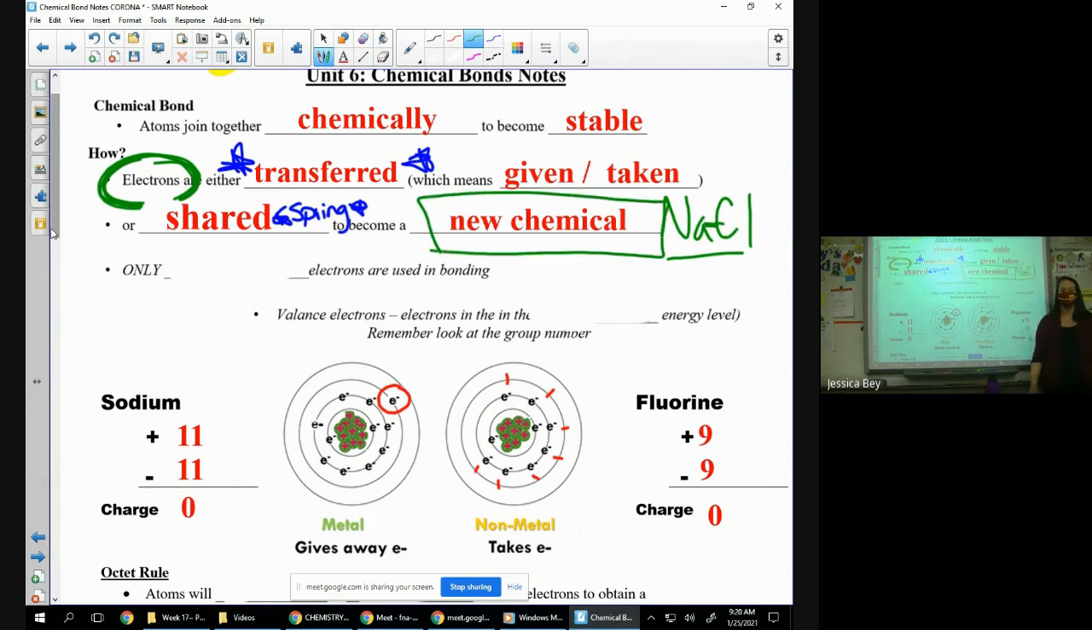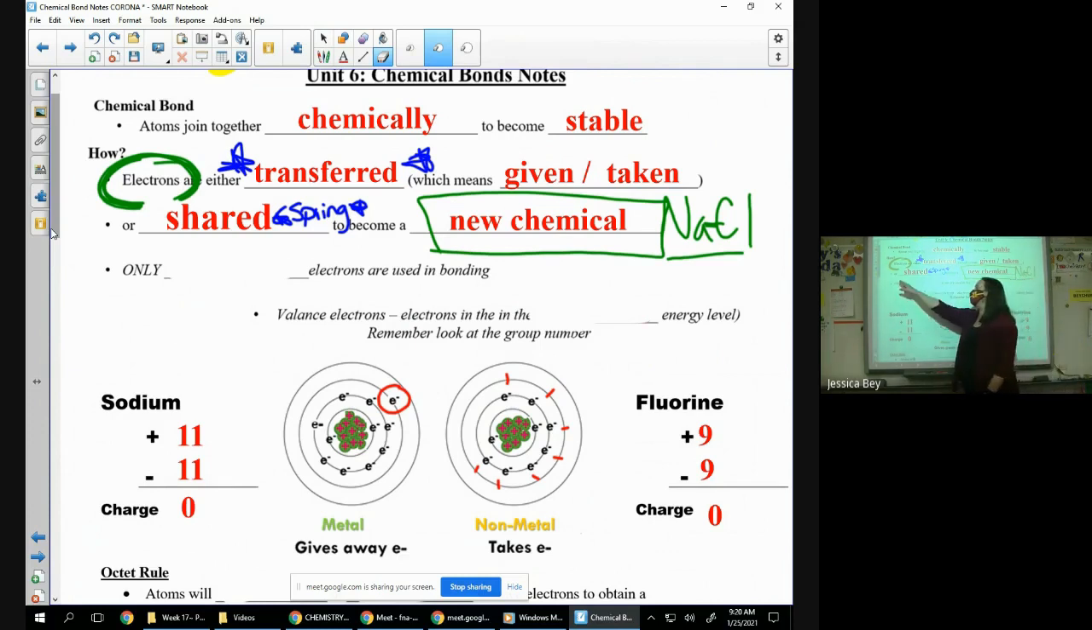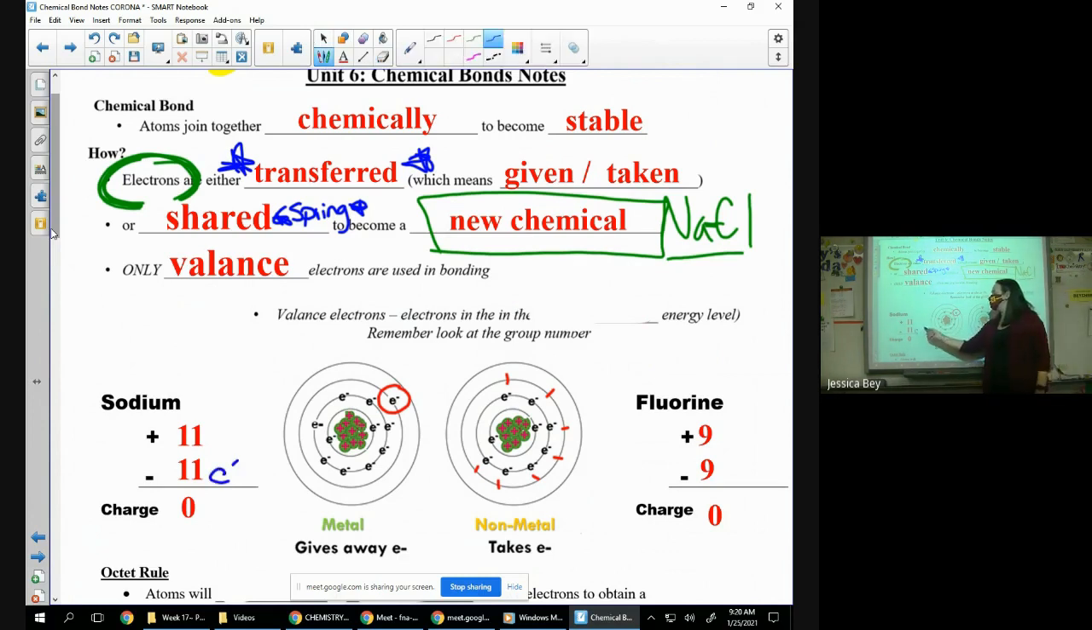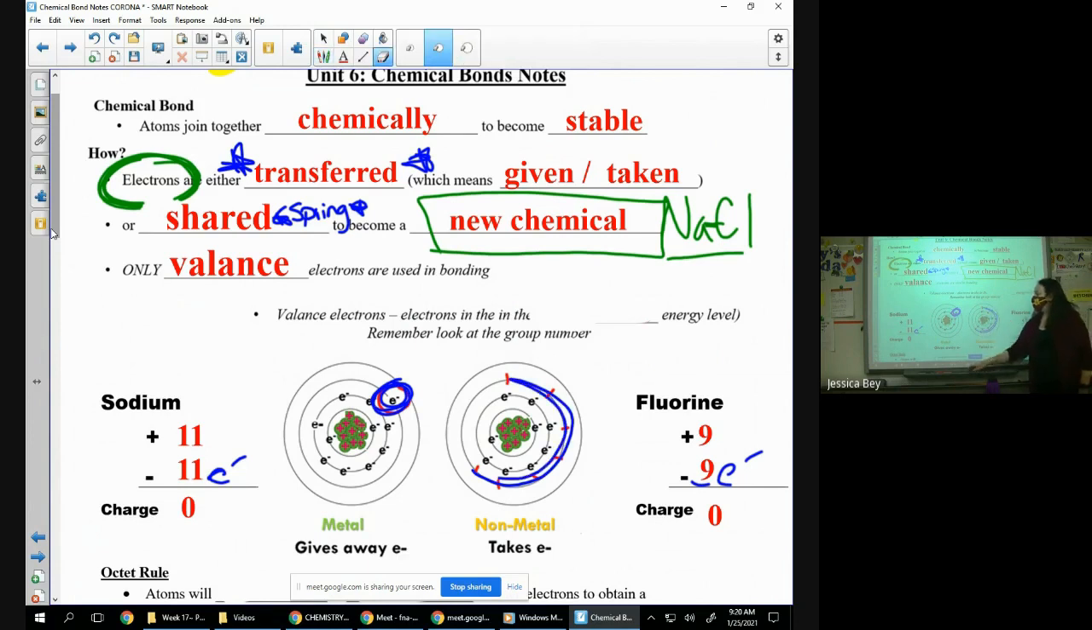Okay? All right. So which electrons are we talking about? The only electrons you're allowed to use in bonding are your valence electrons. The only electrons, so while over here, sodium has 11 electrons, he can only use this 1 to bond. And while fluorine has 9 electrons, he can only use these 7 to bond. Okay, only valence electrons are used in bonding.